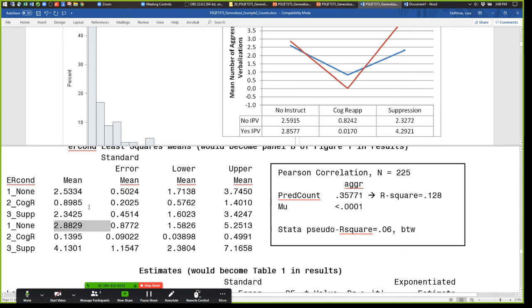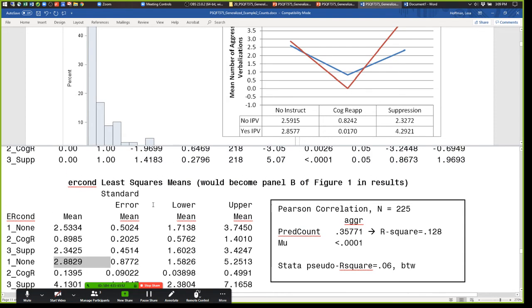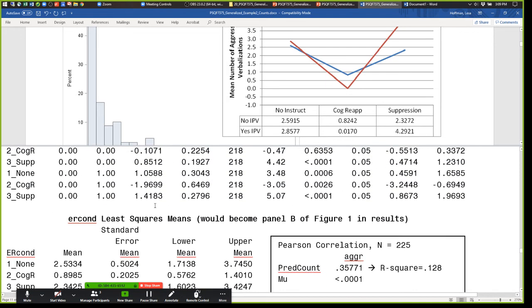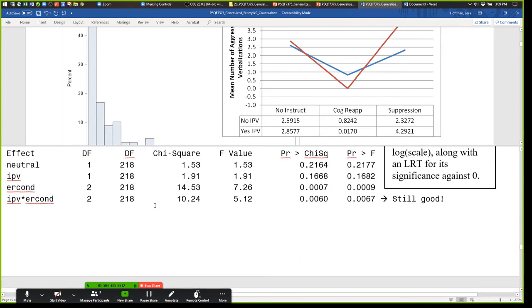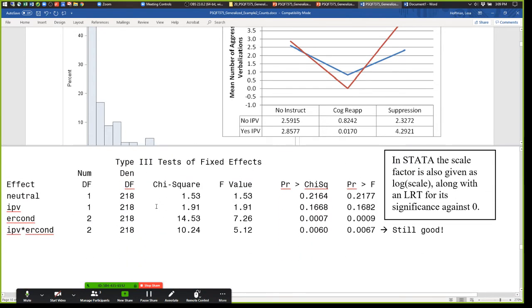So yes, to answer your question, these are the means that go in your paper. This is how you make your error bars around them. Okay. The other things that we would want to look at.